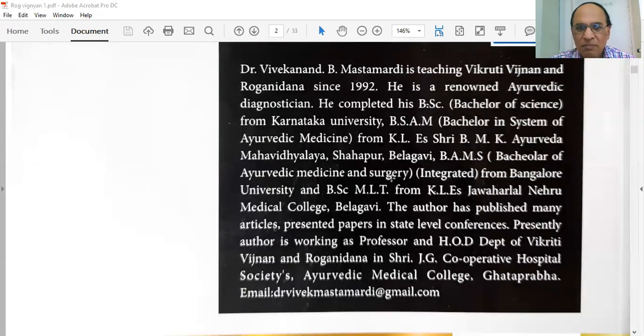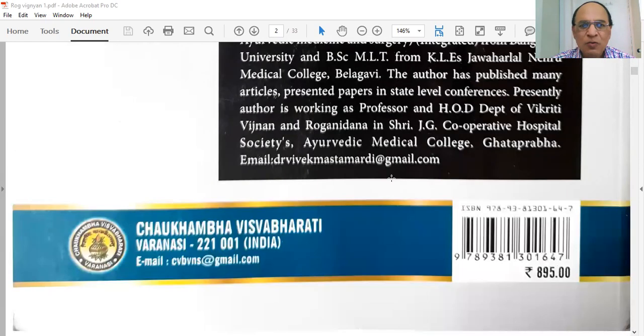Of course, he is from Bangalore University and then he is HOD, now he is a professor. So all these from the Ghatak Prabha. So whoever wants to contact him, the mail ID is there, that Vivek Mastamardi at the gmail.com. Okay, so let us move further.